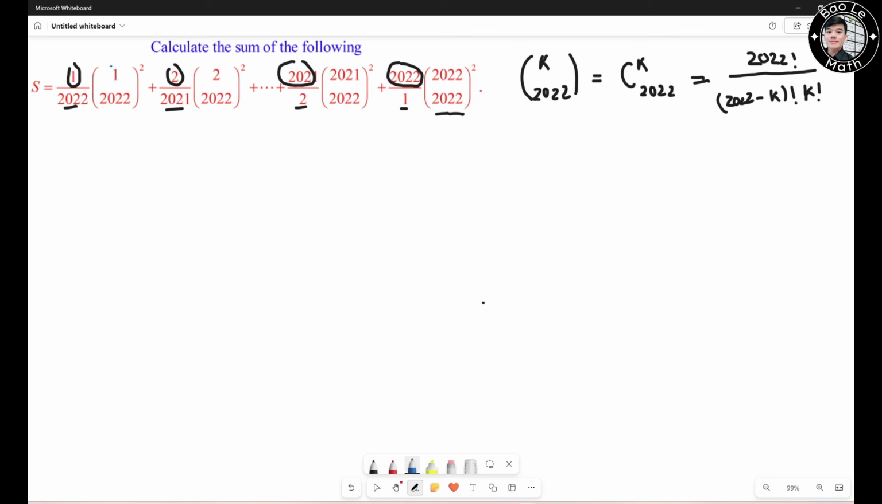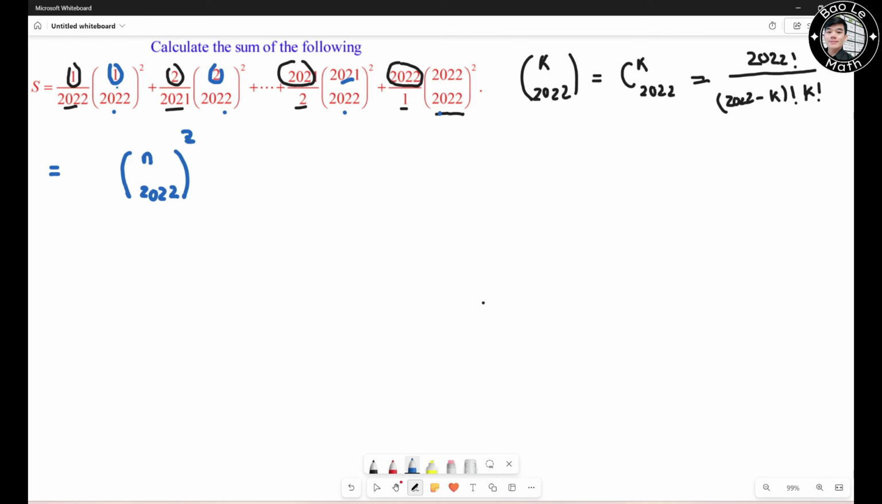Alright, now look at this one. This guy and this guy increasing by 1 unit every single time. Right? Alright, so we need to generalize this one. Okay, so how do we generalize this one? I need to generalize the one inside parentheses first. So this is a combination of n, 2022, raised to the power 2.